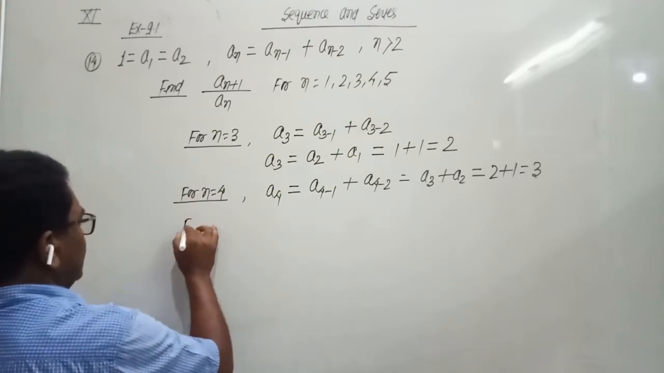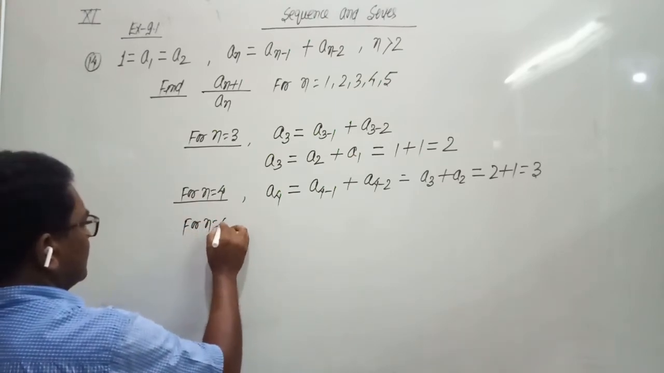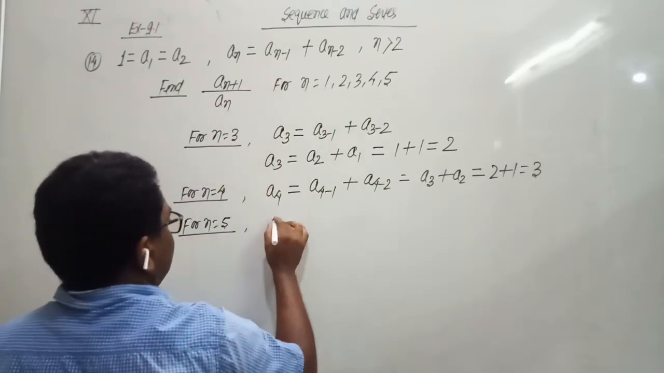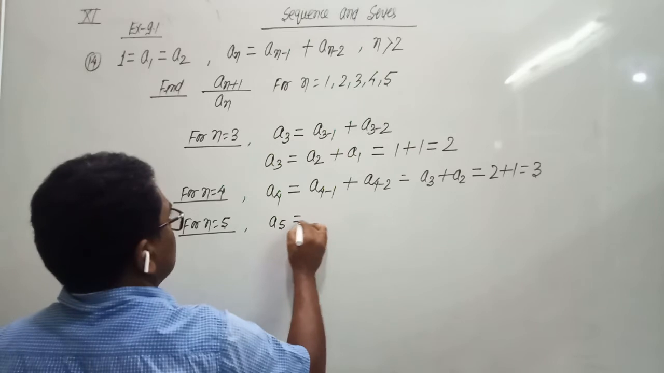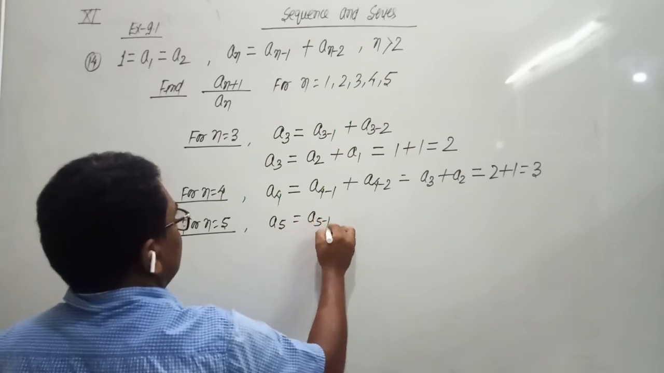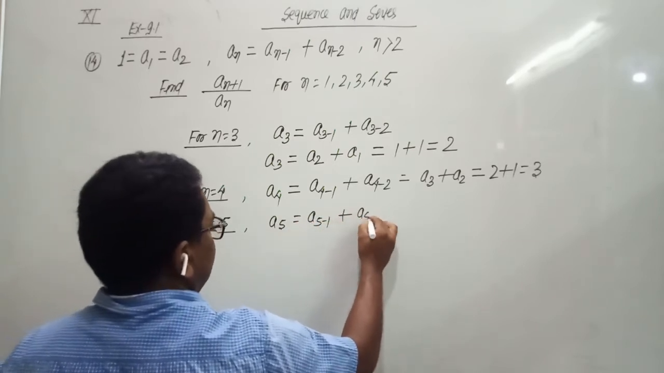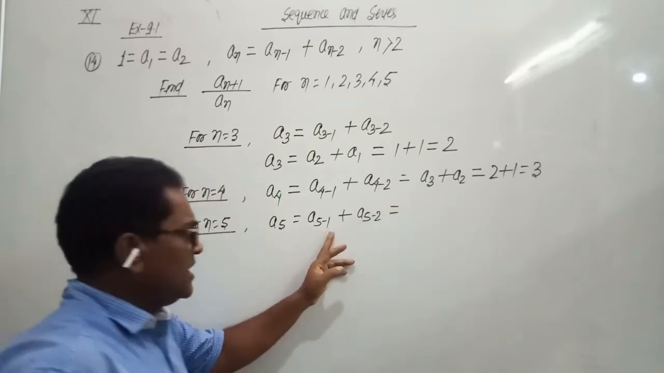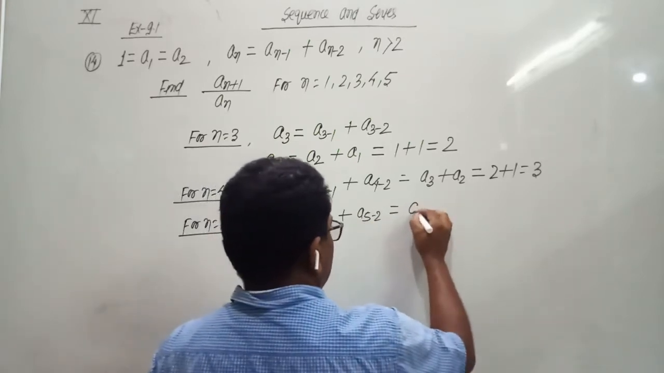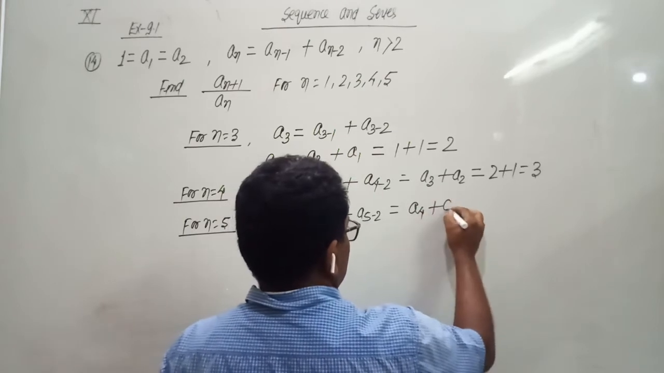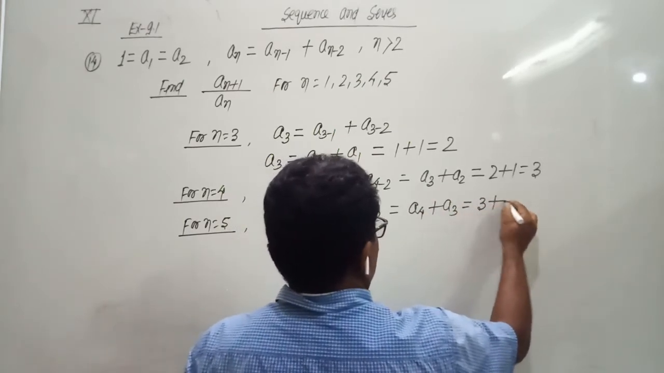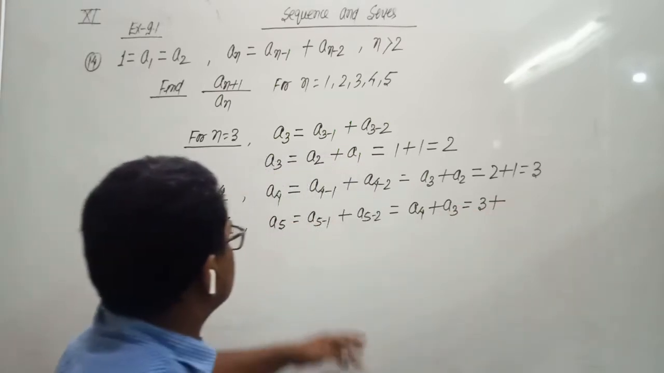Now for n equals 5, put n equals 5. So a5 equals a(5 minus 1) plus a(5 minus 2), that is a4 plus a3. The value of a4 is 3 and the value of a3 is 2.